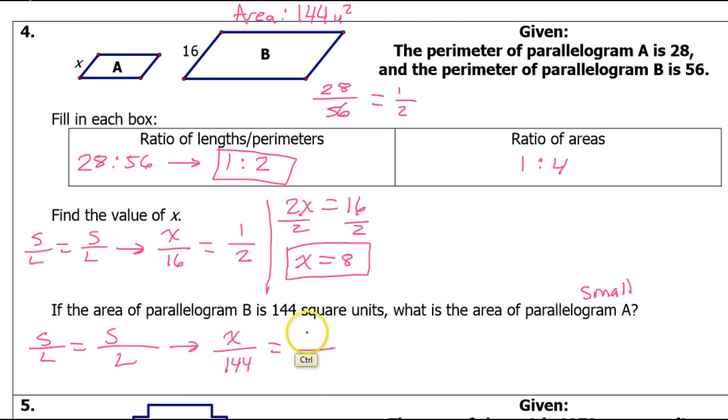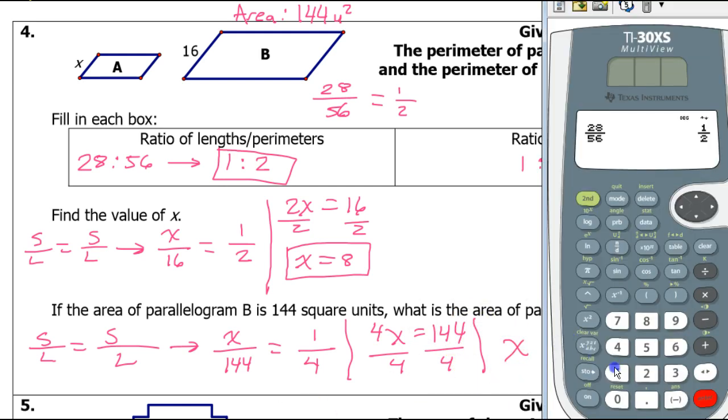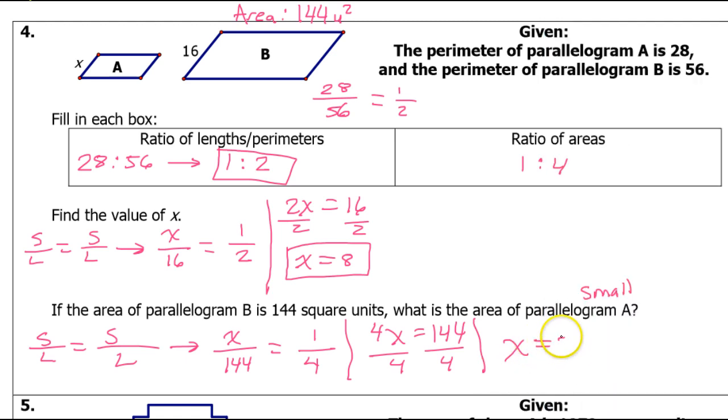Now I need the scale factor. But we are doing areas, so I'm going to use the area scale factor, which is 1 to 4. And if I cross multiply, I'm going to get 4x is equal to 144. And then I will divide both sides by 4. So 144 divided by 4, that is 36. So I'm going to say 36 units squared.